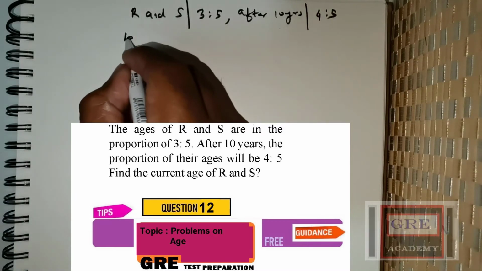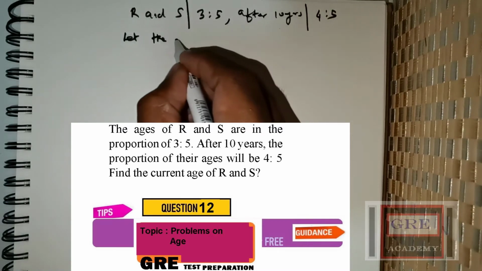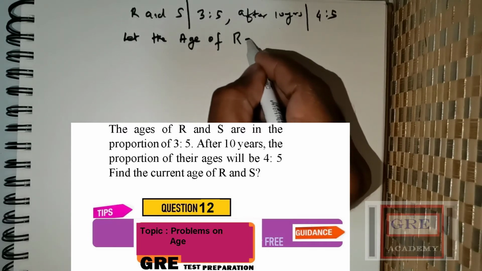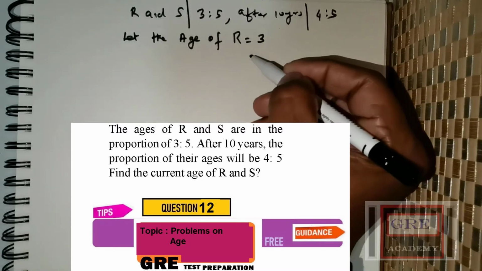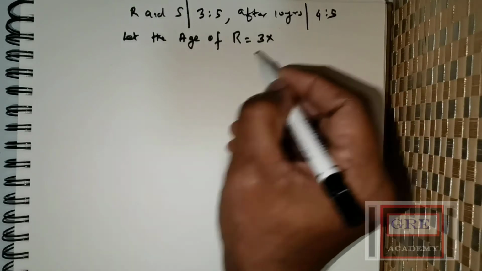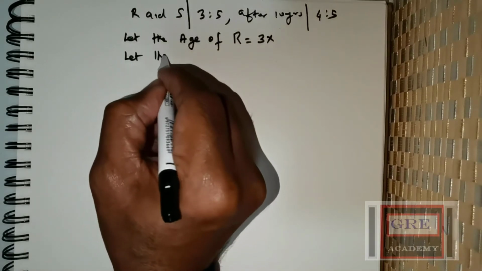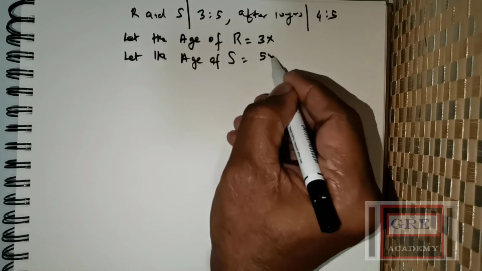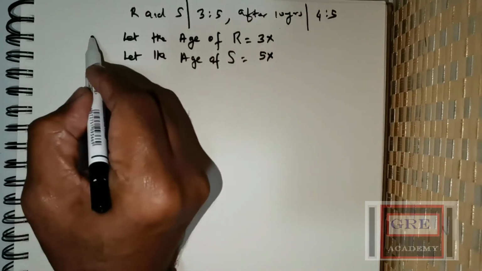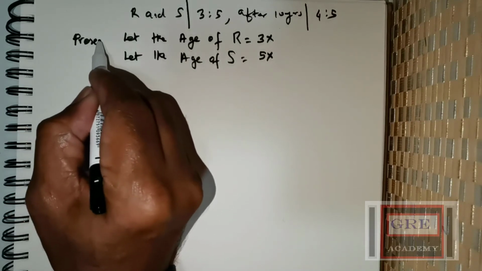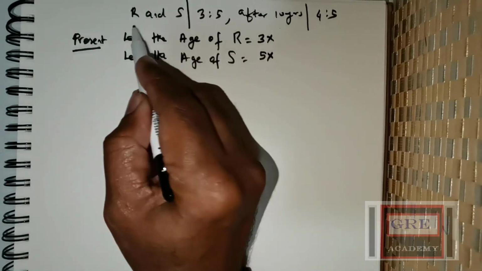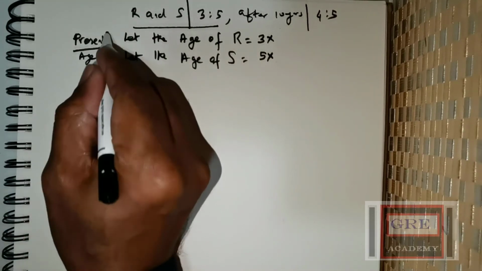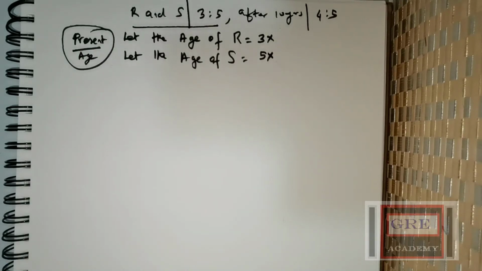So we start off by saying let the age of R be equal to 3x and let the age of S be equal to 5x. So this is the present age. Okay, we are only dealing with the present age because this is what is given, right? So just to be clear about that.